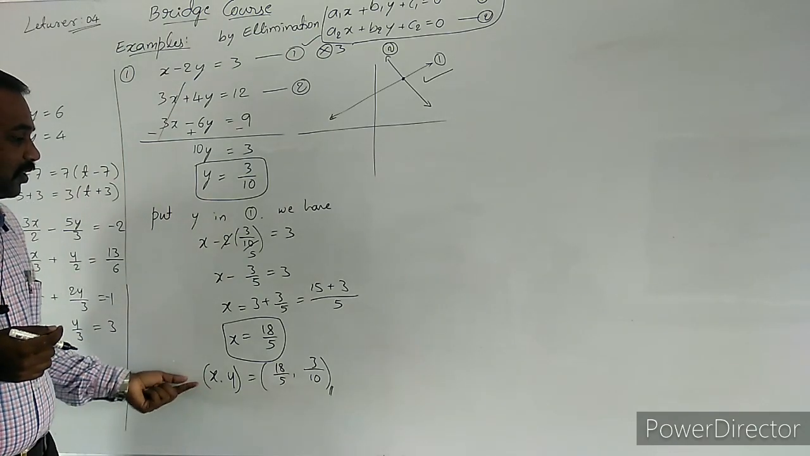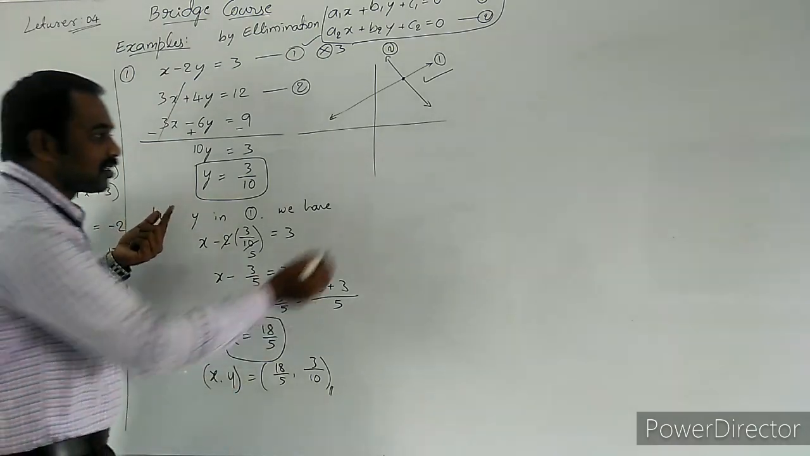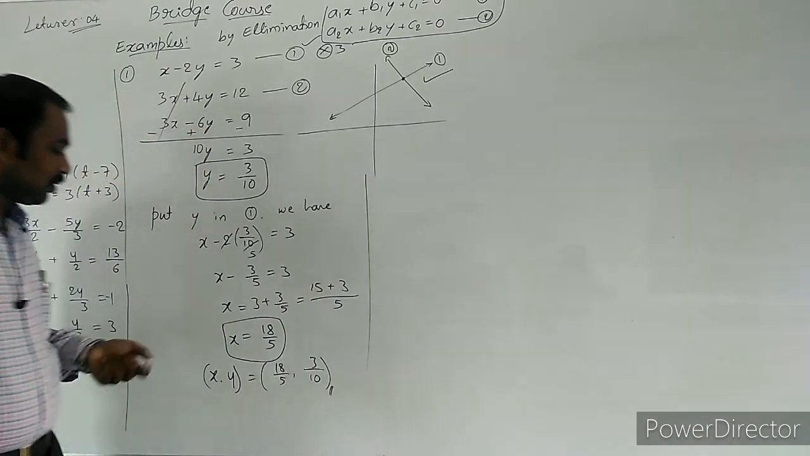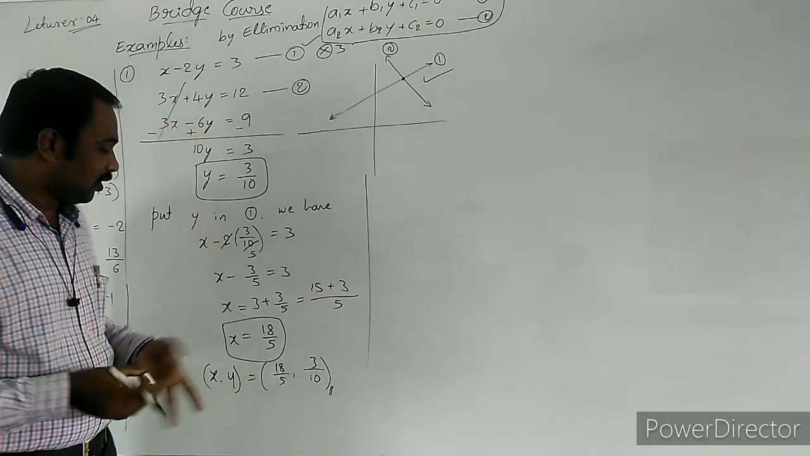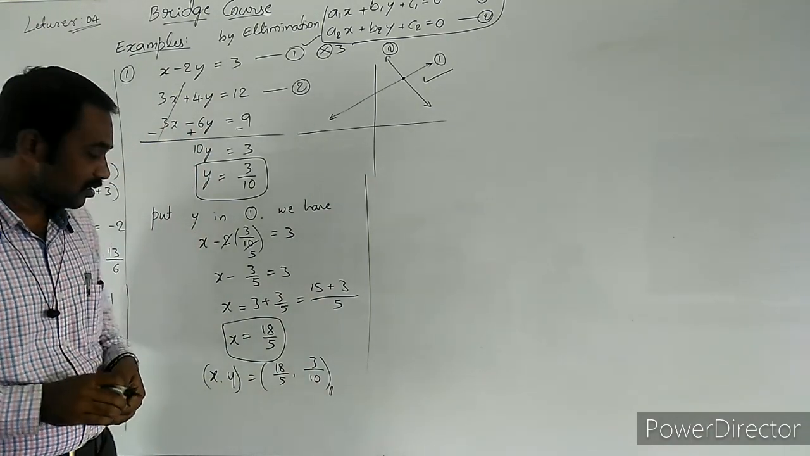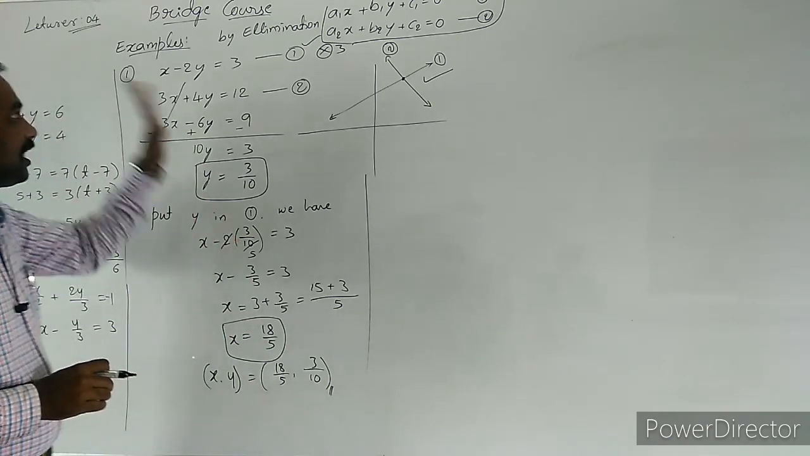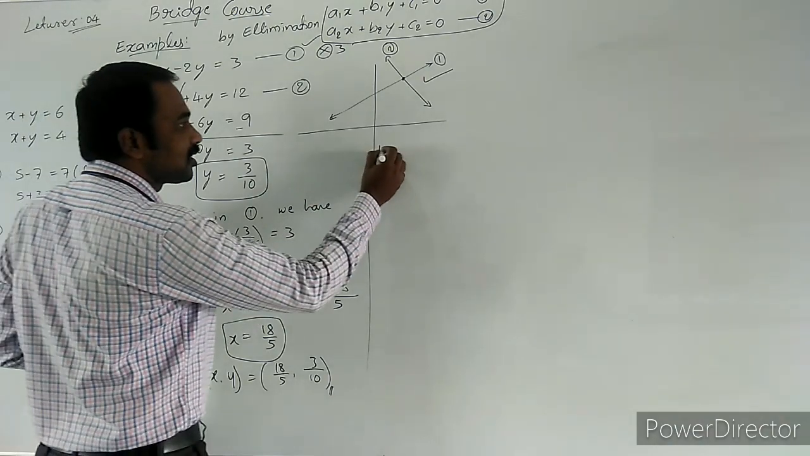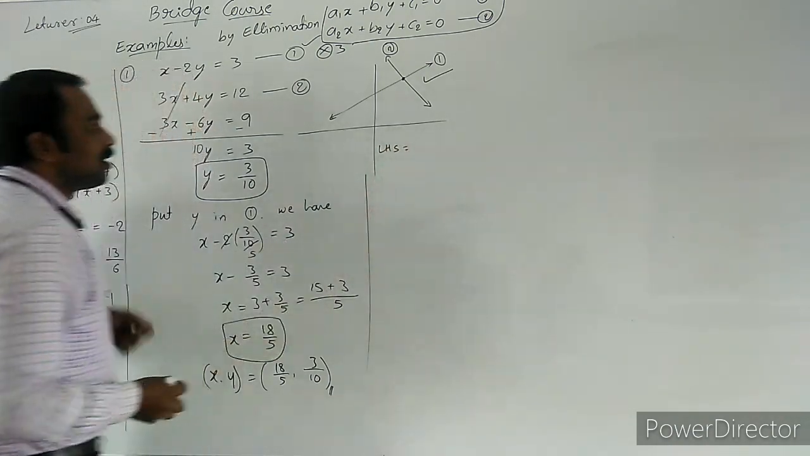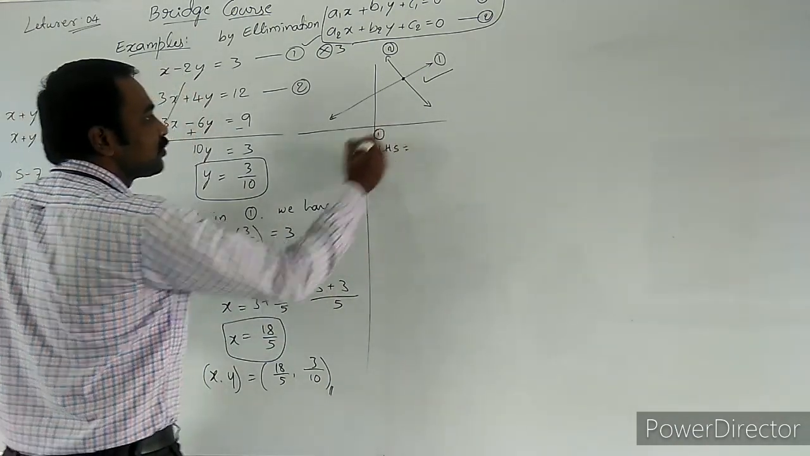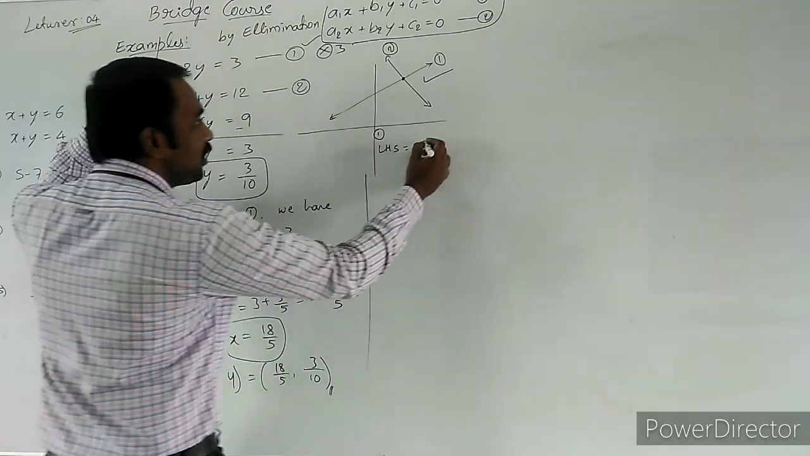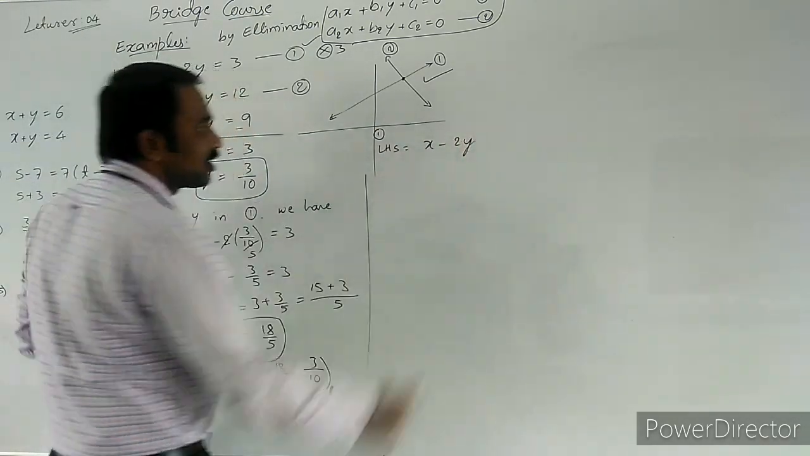In the same way we can do it. Or else, suppose I want to cross verify my answer. How do we cross verify our answer? Replace these x and y values in any one of the equations. Suppose, for example, in the LHS of equation number 1. What is the equation number 1 LHS value? x minus 2y.